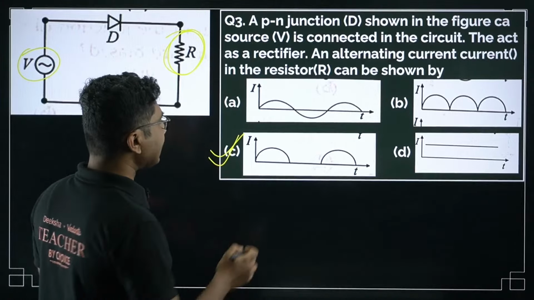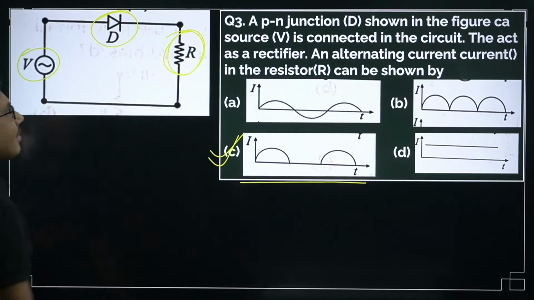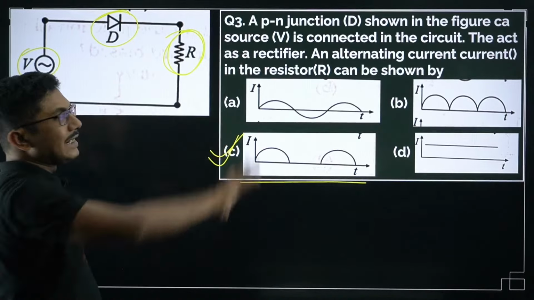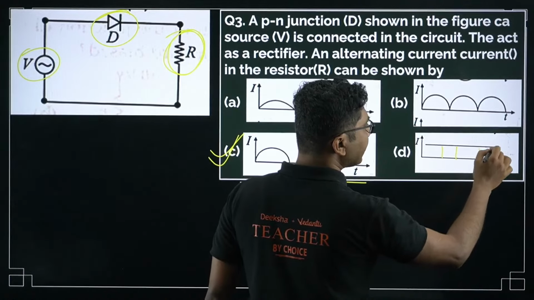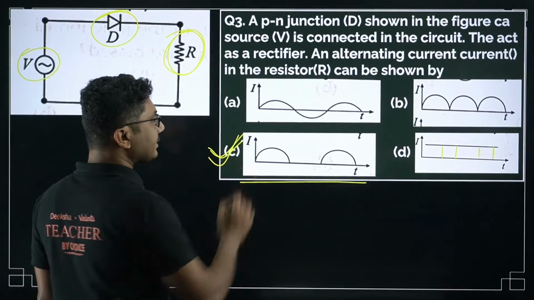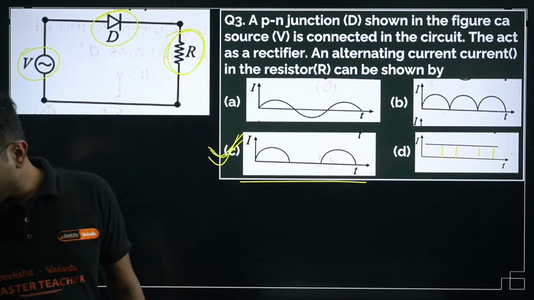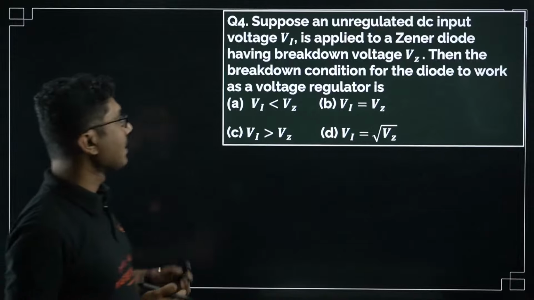Now you can see that this is the correct answer. This is a half wave rectifier. If you see, this is a half wave rectifier without any filtration. Without any filtration means this is a DC, correct, but this is not a full wave rectifier. So the correct answer will be option C. Okay. Now the next question.